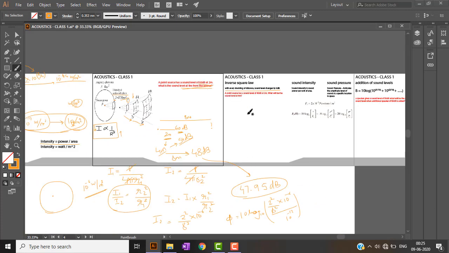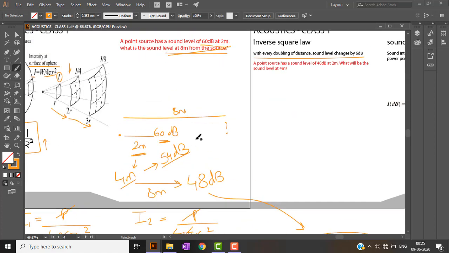So this was the inverse square law concept. With every doubling of distance, sound will change by 6 dB. Now if at 2 meters it is 60 dB, at 1 meter how much will it be? It will be 66 decibels. At 0.5 meter, this will further increase by 6, which will become 72 decibels.